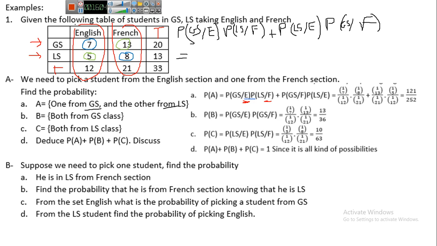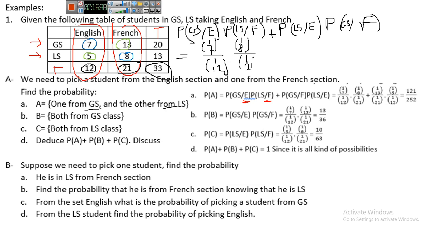So probability from, I want to pick from the English section. Now the universe is not anymore 33. The universe is the English sub-universe. How many students do I have? 12. I want to pick GS. How many GS do I have in English? I have 7. So I say 1 out of 7 over 1 out of 12. Knowing from French, the universe now is 21. I wanted LS. How many LS here? I have 8. So 1 out of 8 over 1 out of 21.